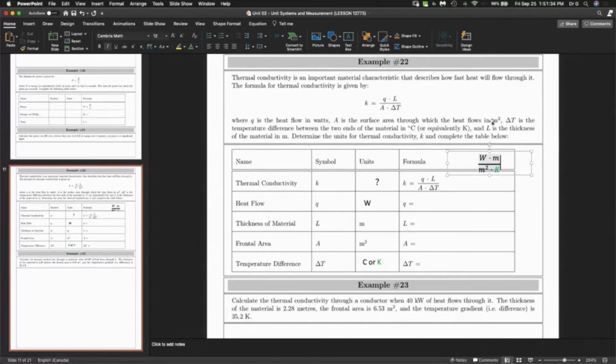So what does this simplify to? Watts over meters Kelvin. That's the answer.